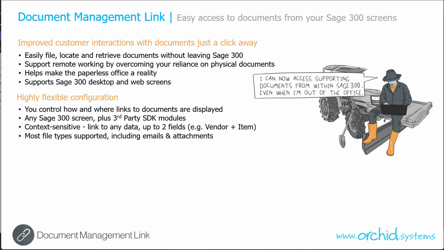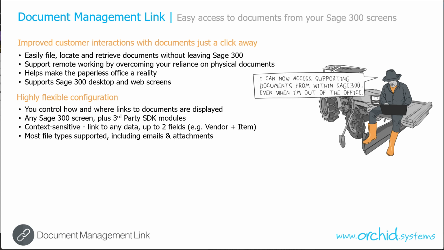The Document Management Link helps you improve customer interactions as your documents are just a click away. You can easily file, locate and retrieve documents without leaving Sage 300. So this supports remote working by overcoming your reliance on physical documents. It helps make the paperless office a reality, and it now supports Sage desktops as well as the web screens.